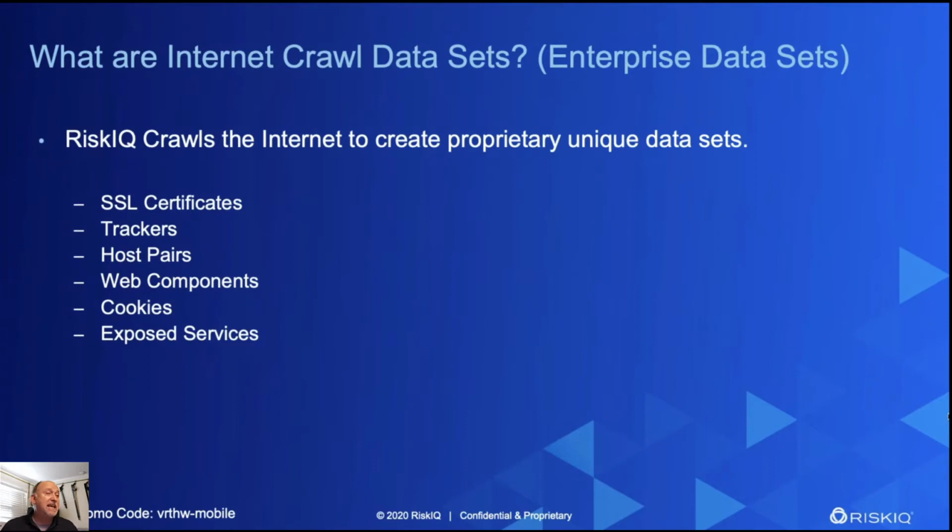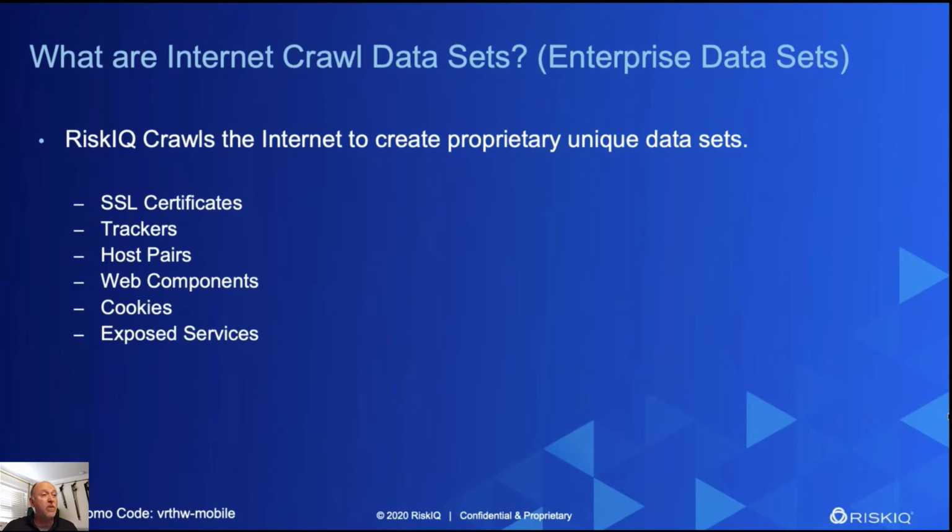So our enterprise data sets have certificates, trackers, host pairs. That's the child-parent relationship with what's coming in and what's going out of the websites, the web components, and the cookies and the exposed services. The web components, a threat actor might have a bad piece of malware or code that runs on the machine. If we see it, we know you're infected. Or you might have a certain version of Jenkins that might have a vulnerability that the threat actor can go after.